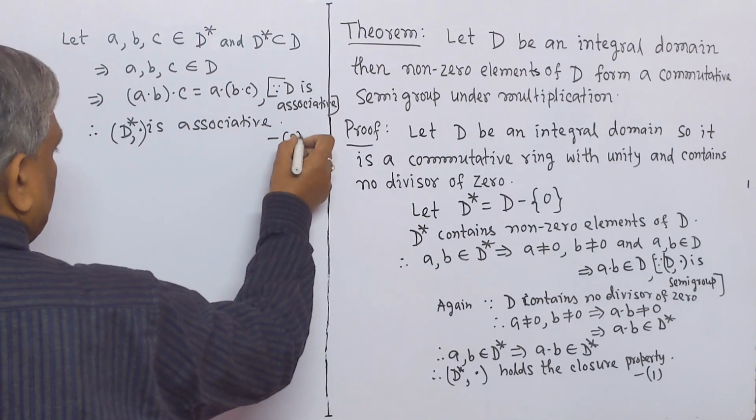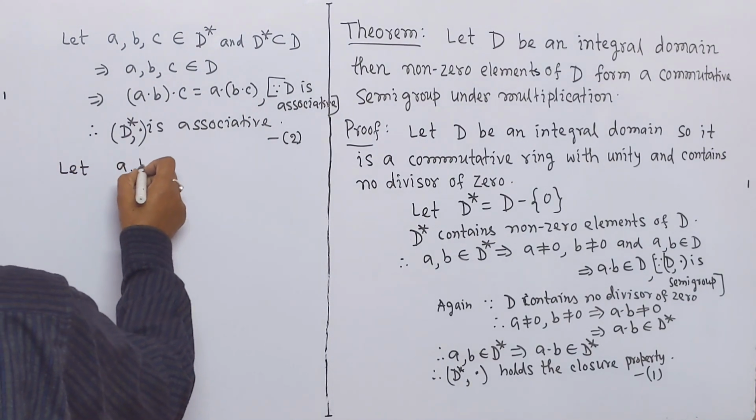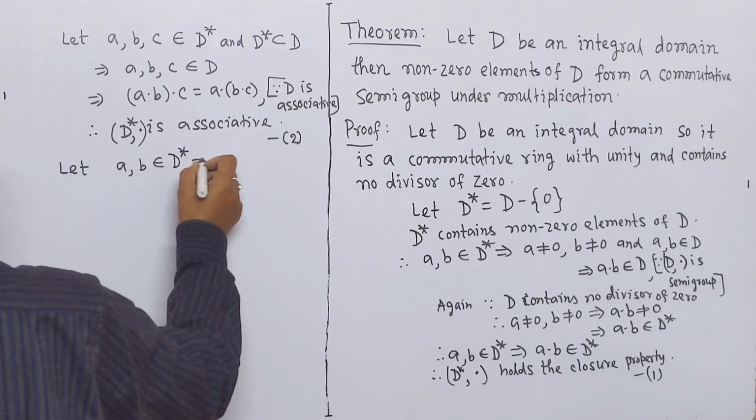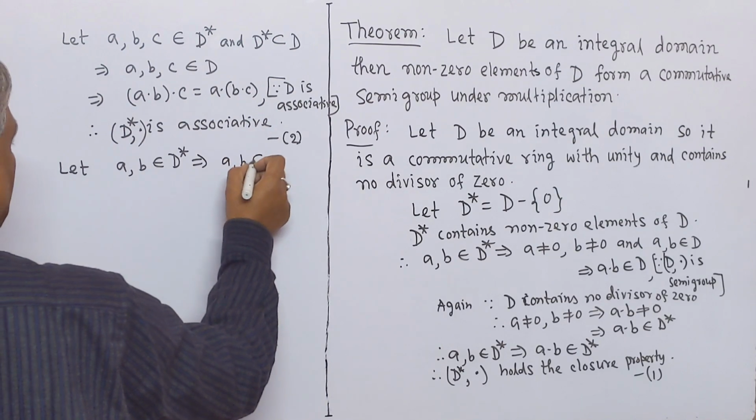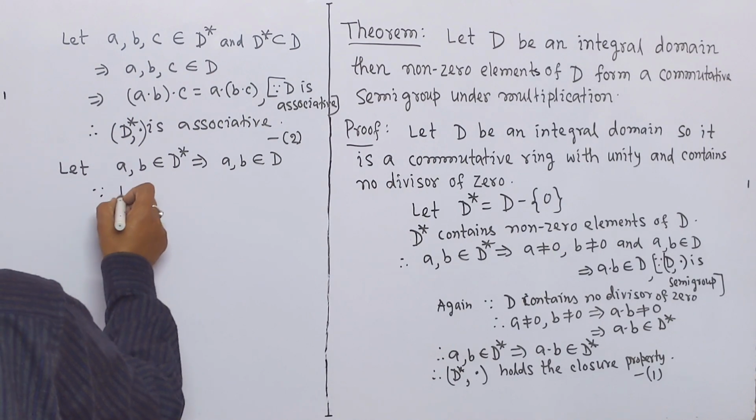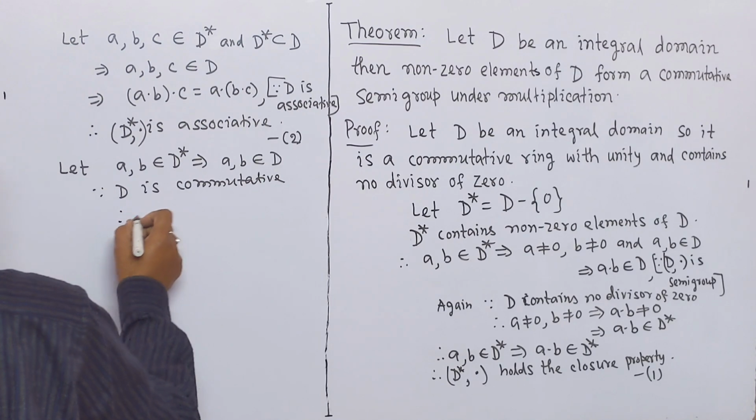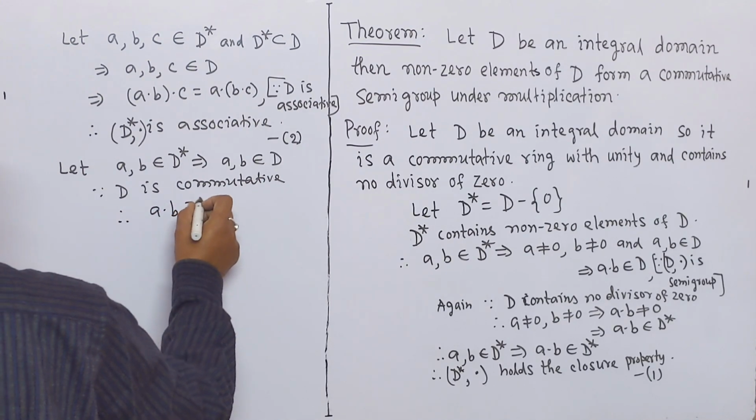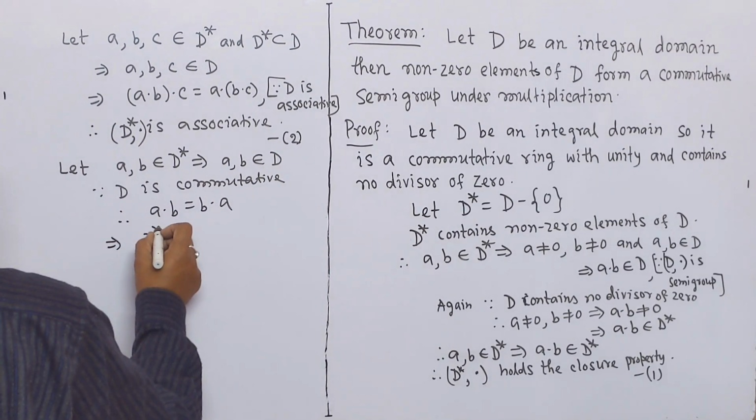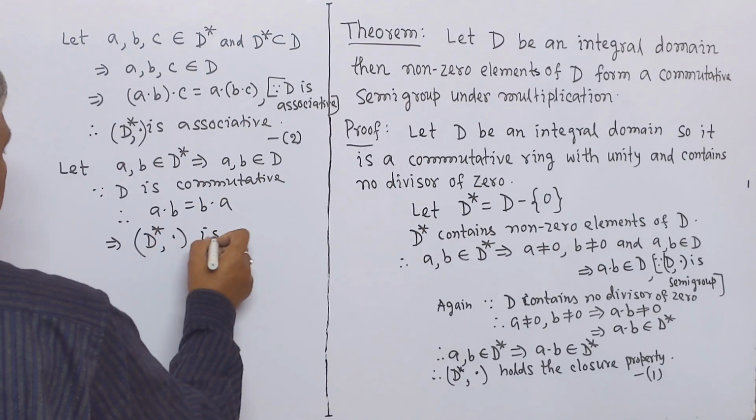This is number 2. Let a, b belong to D star implies that a, b belong to D. Since D is commutative, therefore a multiply b equal to b multiply a, implies that D star with binary composition multiplication is commutative.